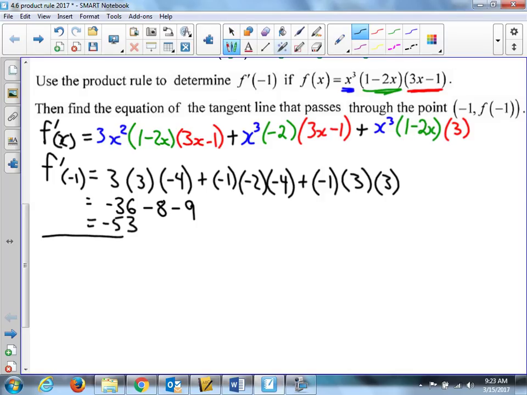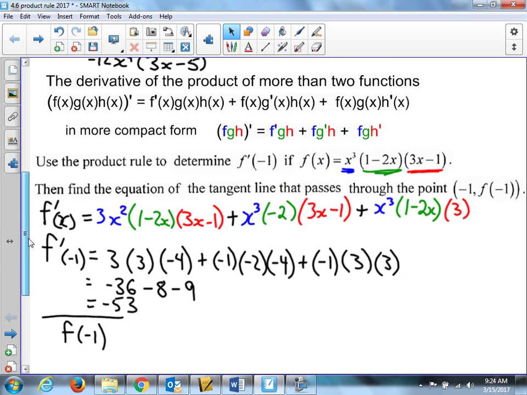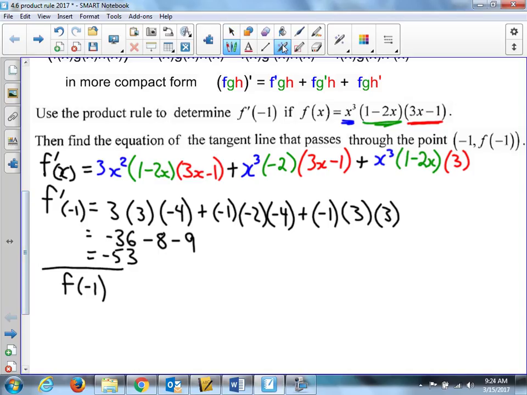So, what is f of -1? That is the y value of the original equation. So if I look at this, we just do this in our head, -1 cubed. Okay. So, -1. Then -1 into the 1 minus 2x bracket. That should be 3, right? -1 into the 3x minus 1 bracket. That should be -4.